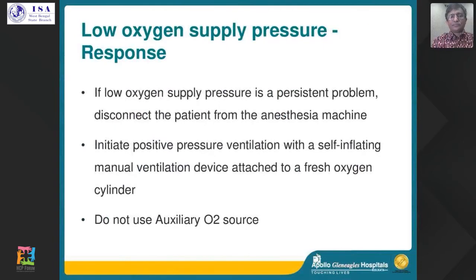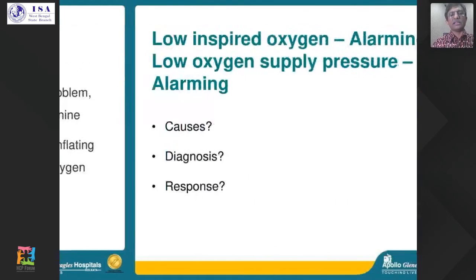If the low oxygen supply pressure is still a persistent problem, after you have opened the oxygen cylinder, the next best thing that you can do is disconnect the patient from the anesthesia machine and initiate positive pressure ventilation with a self-inflating or the Ambu bag, as you call it, with attached oxygen that comes from a fresh oxygen cylinder. Do not use the auxiliary oxygen source if you're not confident about what you are getting from the oxygen cylinder, because the auxiliary oxygen source is also coming from the backup cylinder that is attached to the anesthesia machine.